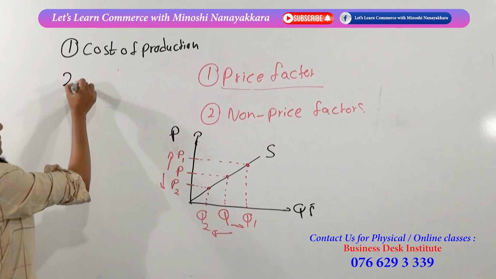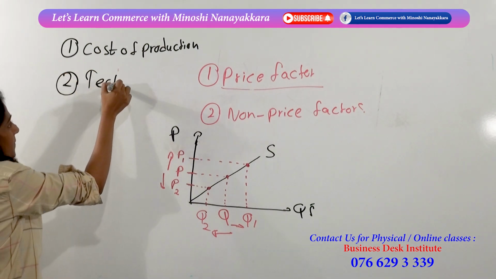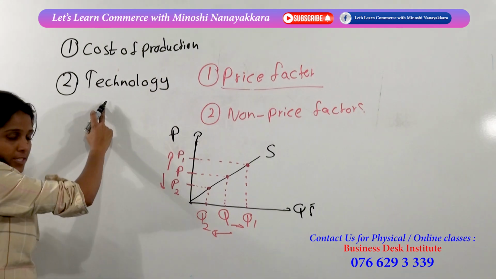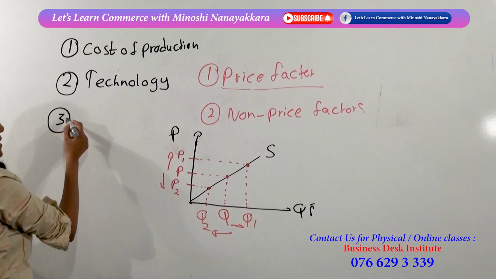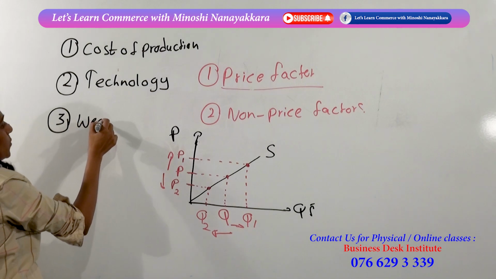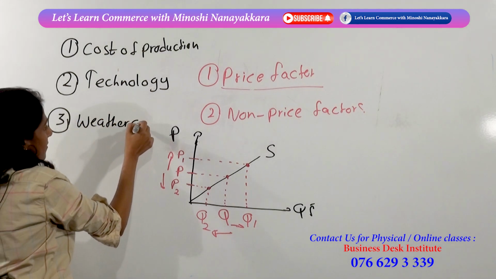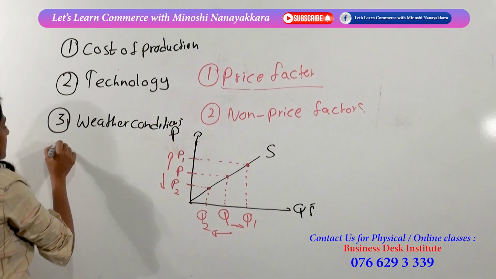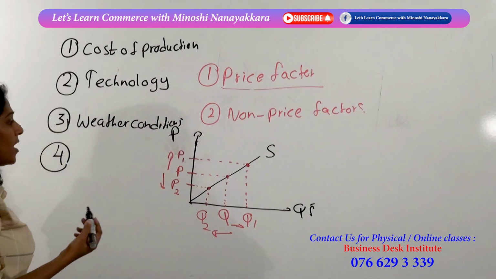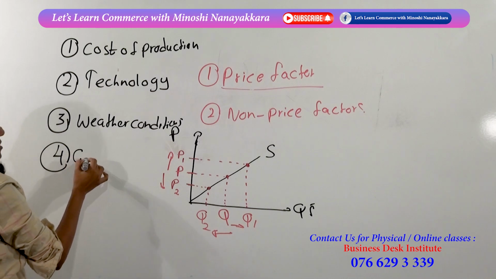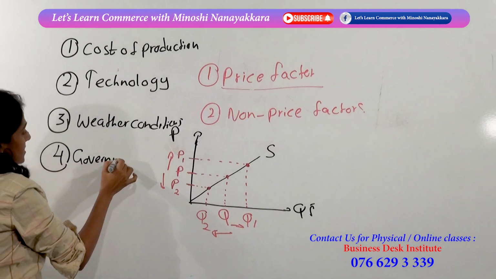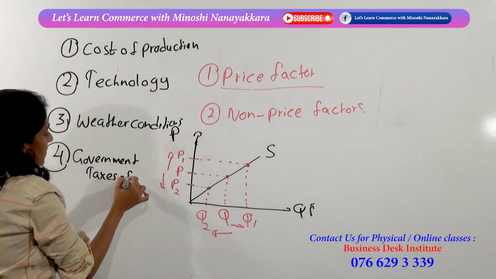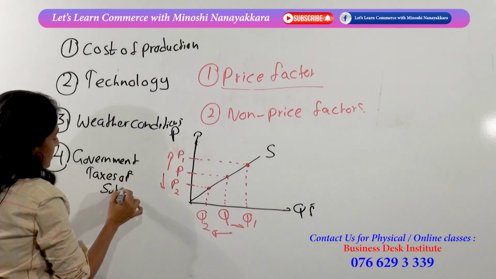And also technology, it can be technology, and that means the changes in the technology. And also it might be changes in the weather conditions, right? Or even sometimes the government is providing government taxes or subsidies. We'll see one by one. Okay, what are these? Okay, taxes or subsidies.